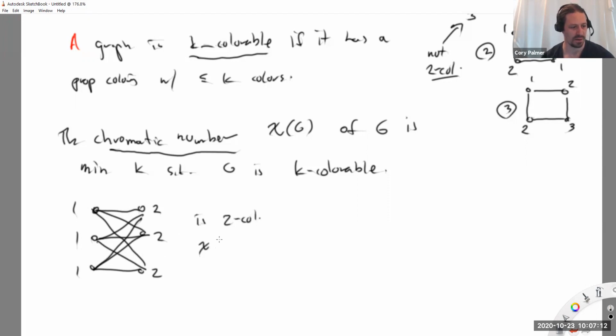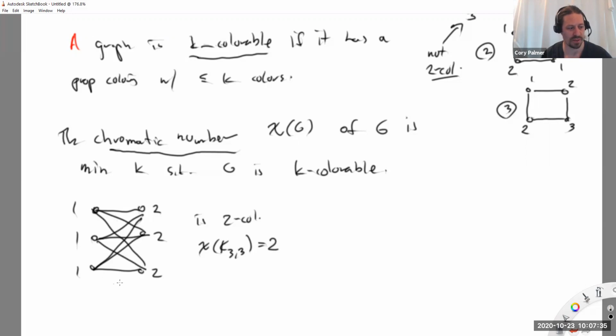And actually you can easily check that the chromatic number of K33 is indeed exactly two, because there's no way you can get away with one color. In general, you're always going to need more than one color as long as you have an edge. As soon as you have an edge, you need two colors for that edge alone. If there's no edges, then chromatic number is one. All right, so the empty graph in terms of edges is the only graph with chromatic number one.